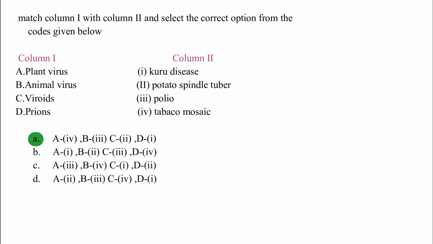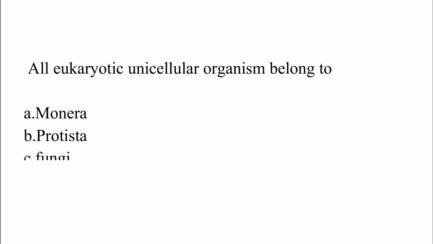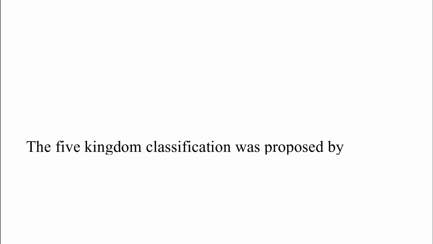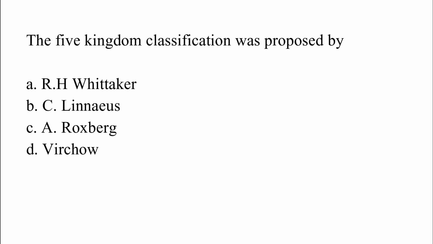All eukaryotic unicellular organisms belong to option A, Monera, option B, Protista, option C, Fungi, option D, Bacteria. The correct answer is option B, which is Protista. The five kingdom classification was proposed by option A, R.H. Whittaker, option B, Carolus Linnaeus, option C, A. Roxburgh, option D, Virchow. The correct answer is option A, which is R.H. Whittaker.